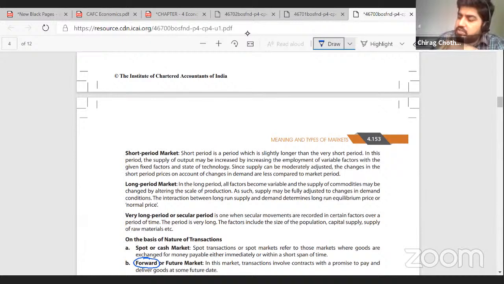But if, let's suppose, buyer and seller do not know each other, and they are entering into a transaction, entering into a contract with the help of stock market or with the help of a third party, then it will be called future market. So if there is direct contact between buyer and seller, forward; no direct contact between buyer and seller, it will be called future market. I hope that makes sense and this is very clear. On the basis of geographical location, on the basis of time element, on the basis of nature of transactions.